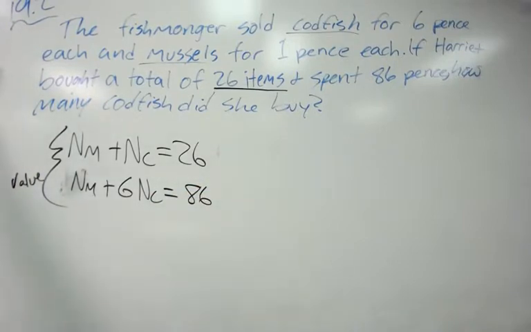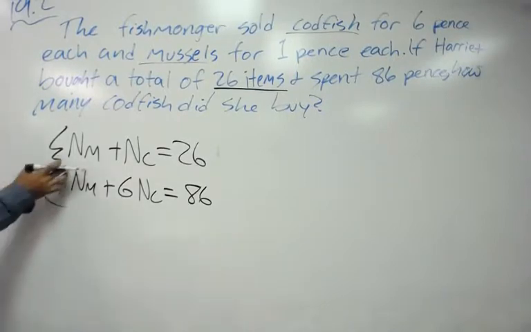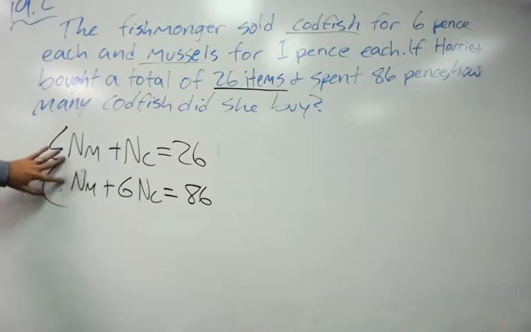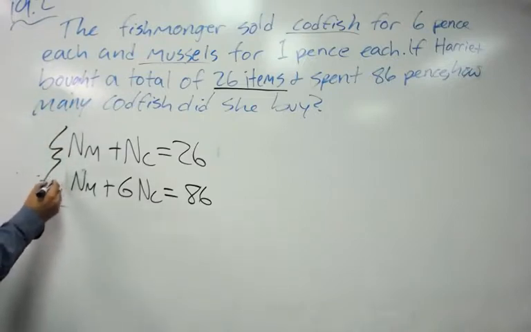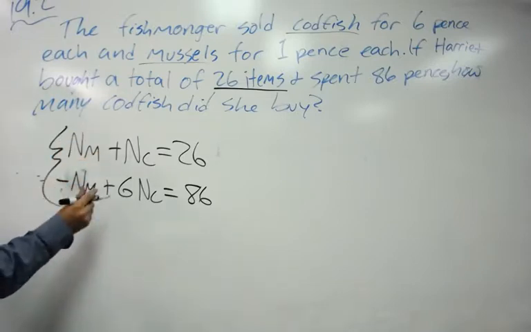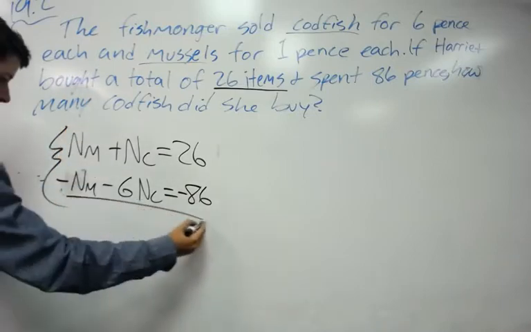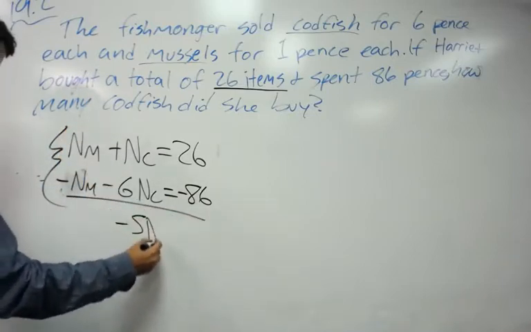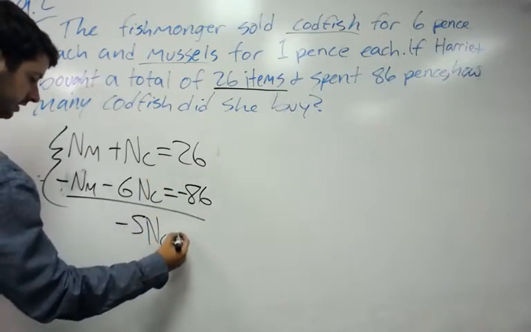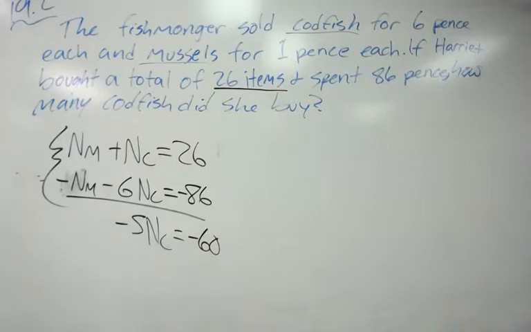So now we know the value side of the equation, and we can solve. And really, all you've got to do here, since we have 2 positive m variables, all we need to do is make one line negative. So I'm going to make all these negative, or multiply by -1. Negative, negative, negative. Because now these cancel out. This is -5 NC, and this is -60 when you do 26 minus 86.